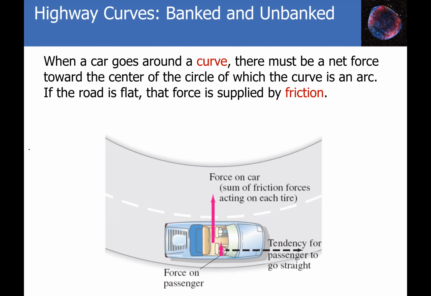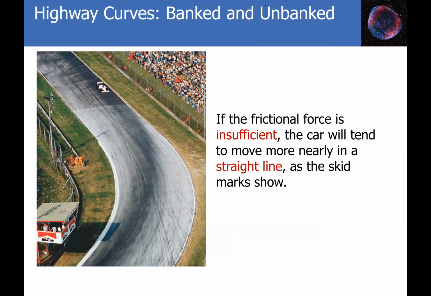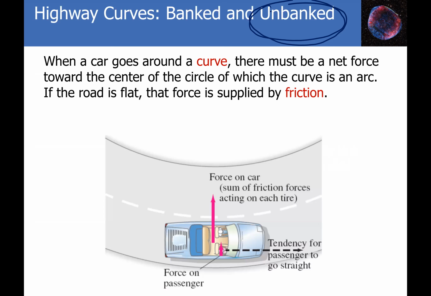Now, there are two types of problems we can encounter for this type of highway curve. When the car is making a turn, you can look at a flat road, which is also known as an unbanked road. So flat or unbanked are the same. Or a banked road. A banked road is basically not flat. That means the road is a little bit at an angle.